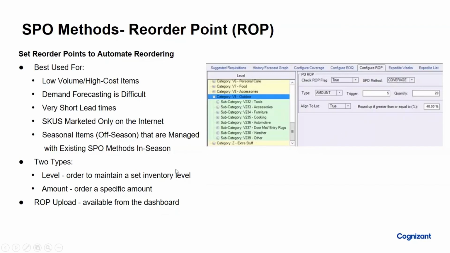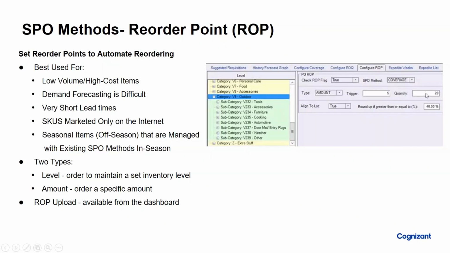So we have 2 types of ROP. We have level and we have amount. Level, when you use this, is going to have you order to maintain a set inventory level. In the example, if you set a trigger of 5 on hand and your quantity is 20, the system is going to register that you're down to 5 units on hand, and you've told it to maintain a level of 20. So the system is going to recommend you buy 15 units, because you always want to maintain 20 units on hand.